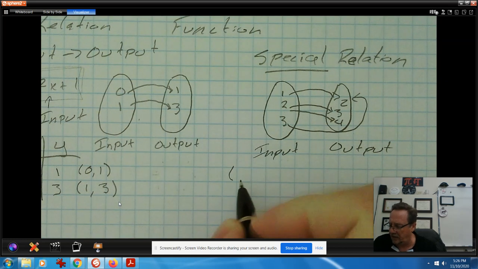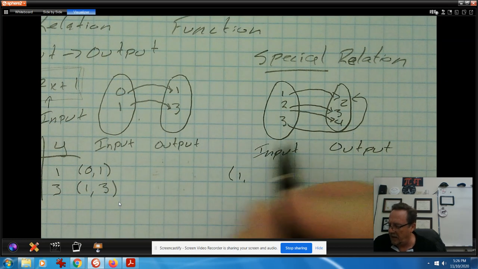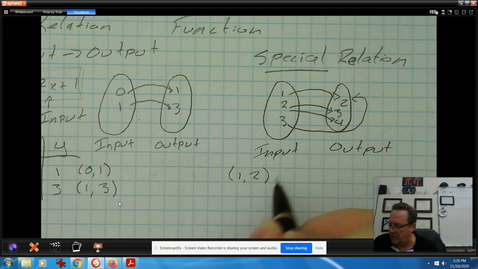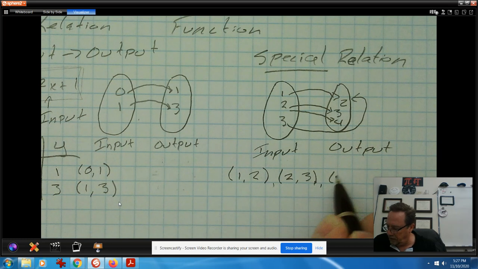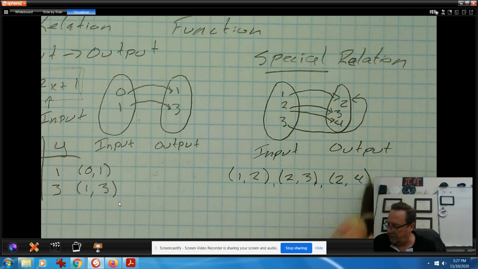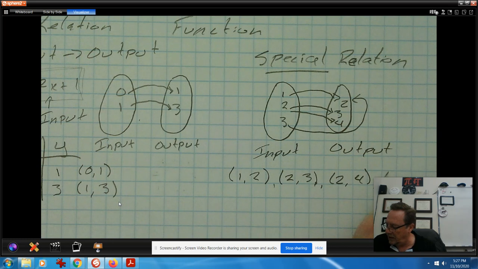Real quick, let me show you the ordered pairs of this. One is getting mapped to 2, so there's an ordered pair of (1, 2). And 2 is getting mapped to 3, and 2 is also getting mapped to 4, and 3 is getting mapped to 2.